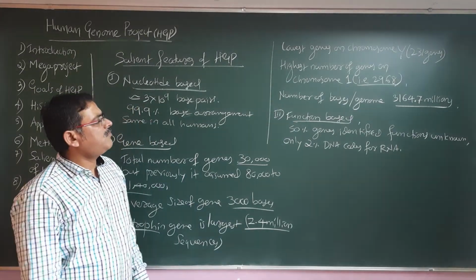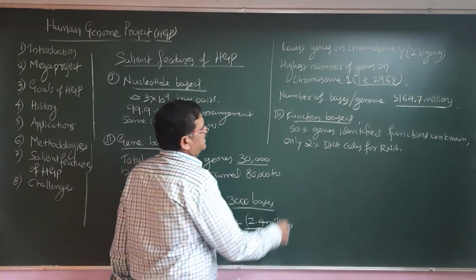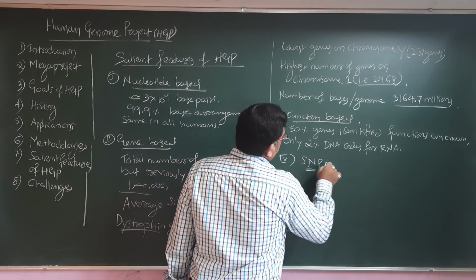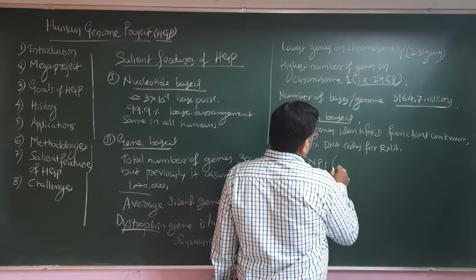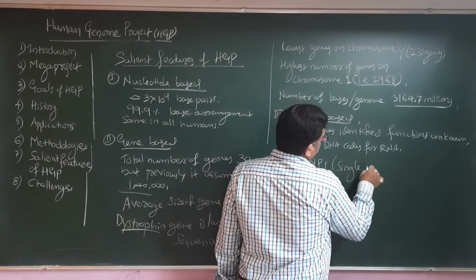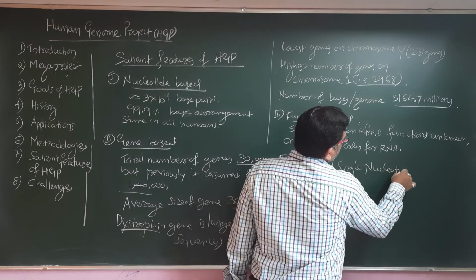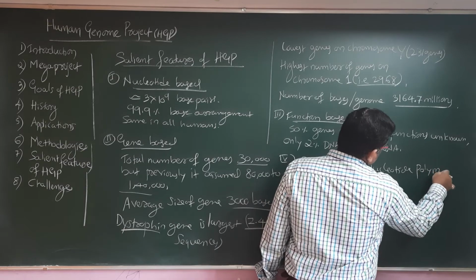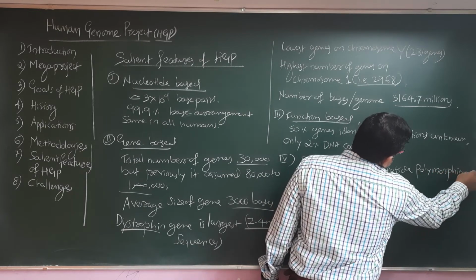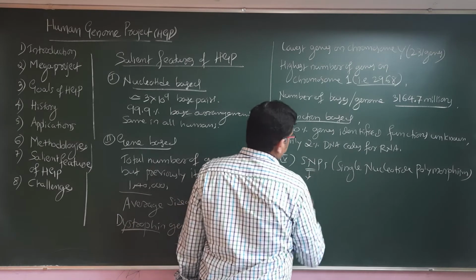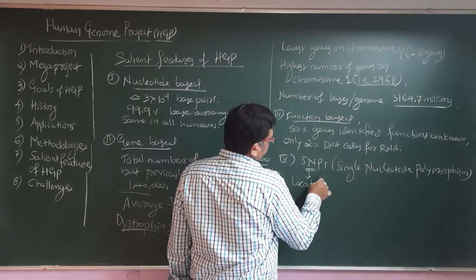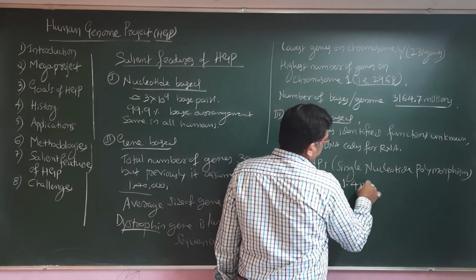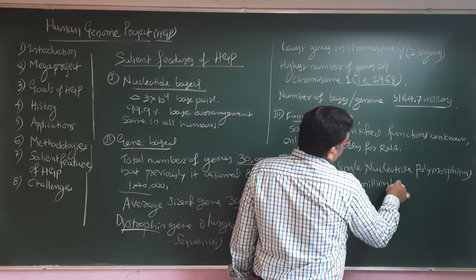Then there is one more, SNPs, number 4. What is this SNPs? Single nucleotide polymorphism, called as single nucleotide polymorphism. So these SNPs are located at 1.4 million locations.